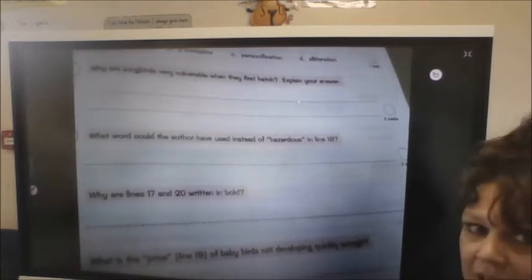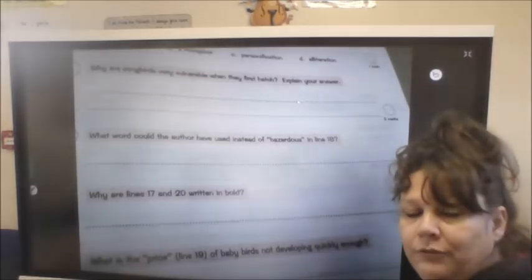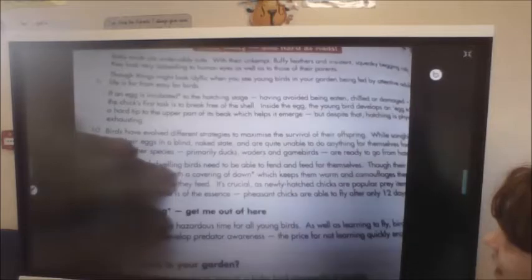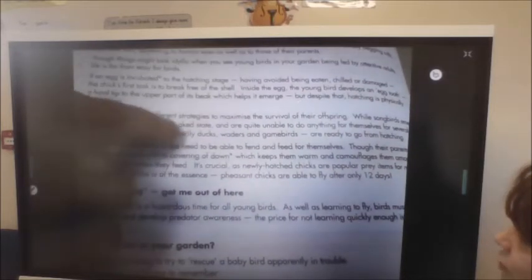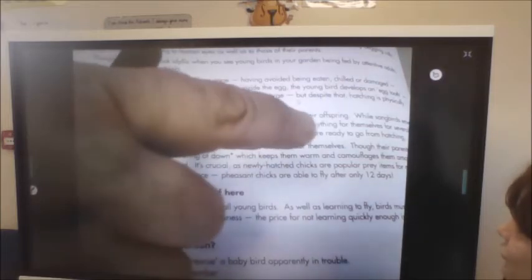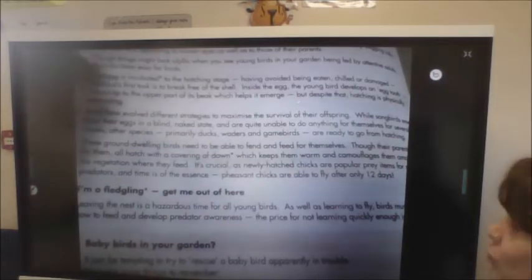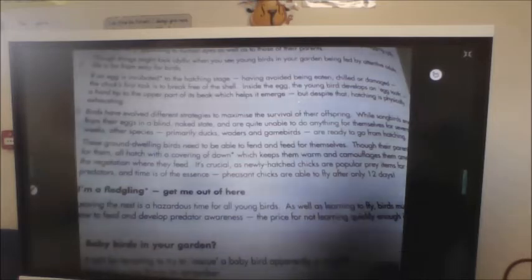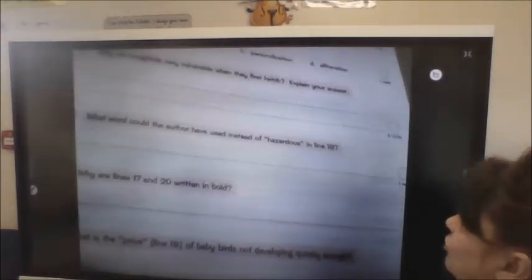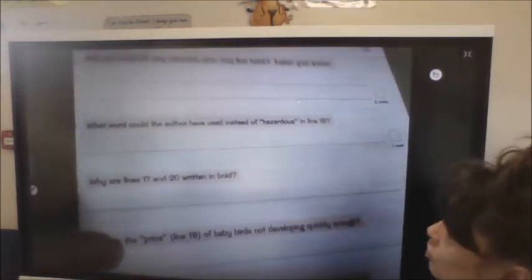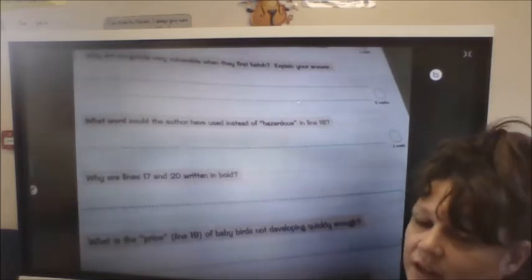So then why are songbirds very vulnerable when they first hatch? So you need to look back in the text. Where do you find that little bit about songbirds? Well, if I go back to the text, it says here that birds have evolved different strategies to maximize the survival of their offspring. And then it goes on to tell you about songbirds and other species. So have a look there. You want to look in this paragraph here, and you've got information that will help you. Okay, it's a 2-mark answer, so give some detail.